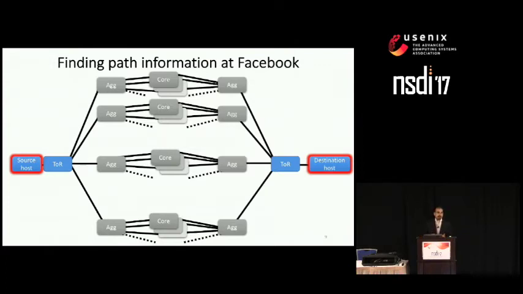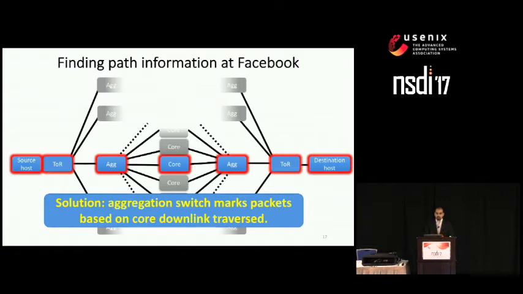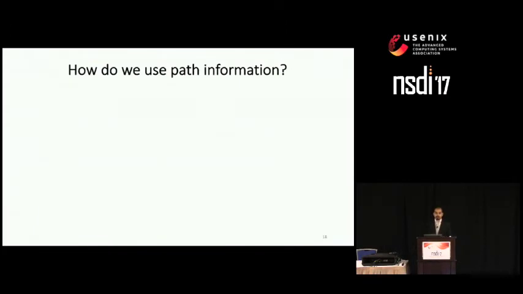So we want to find, for a given flow, the path through the network. We know the top of rack switches for free. There's only one. The topology is broken into 4 distinct planes of aggregation and core switches. So if we knew which core switch a flow traversed, we would essentially have the entire path resolved. So our solution is to install rules on the aggregation switches in each pod that mark packets based on which core downlink was traversed.